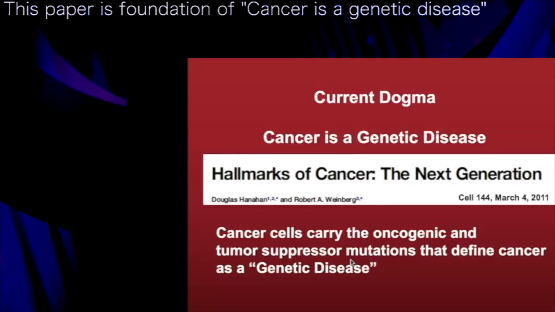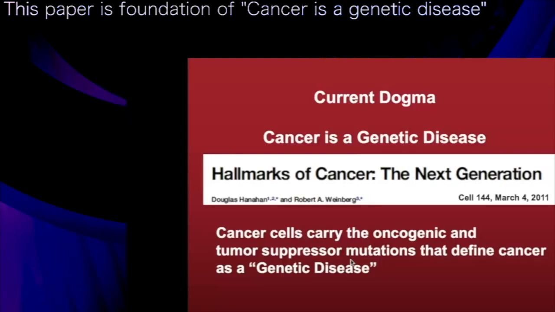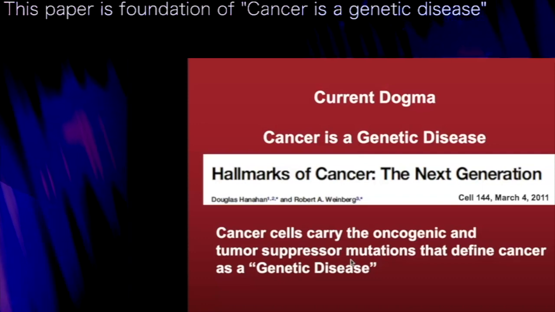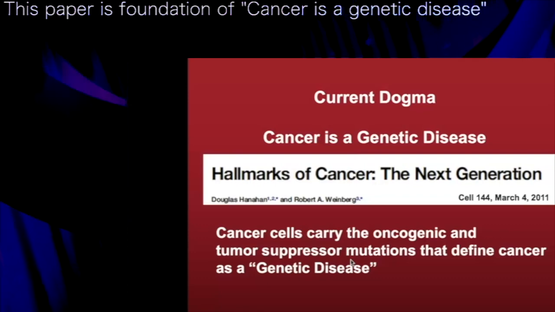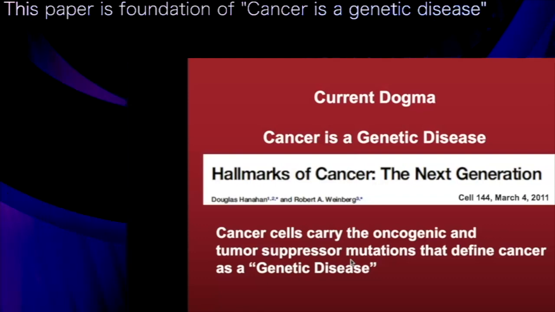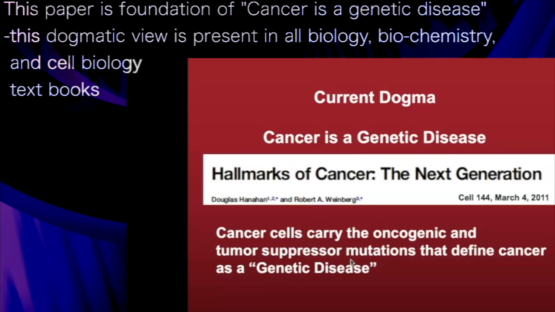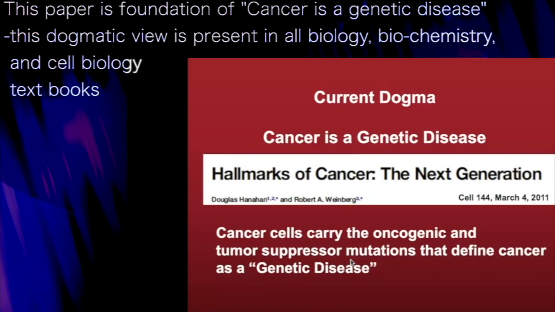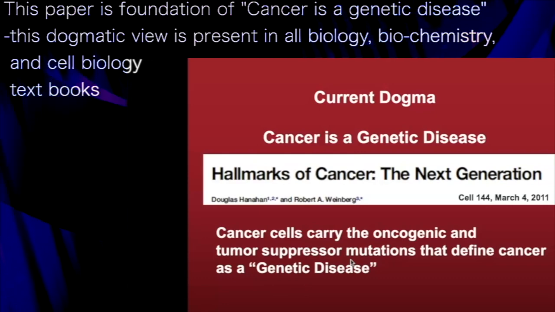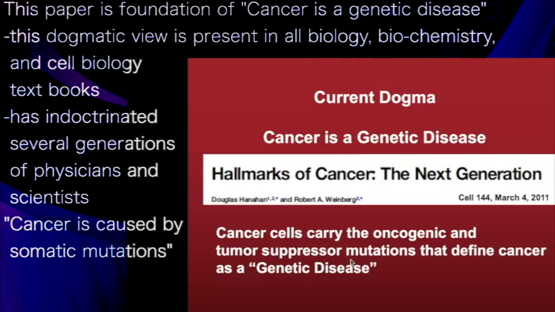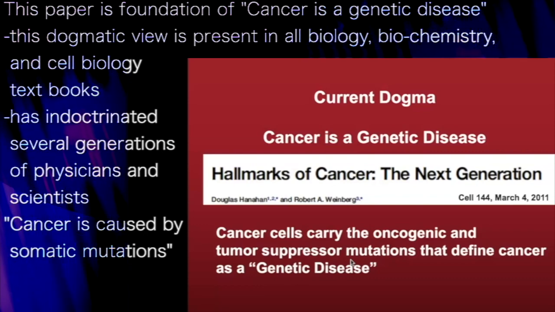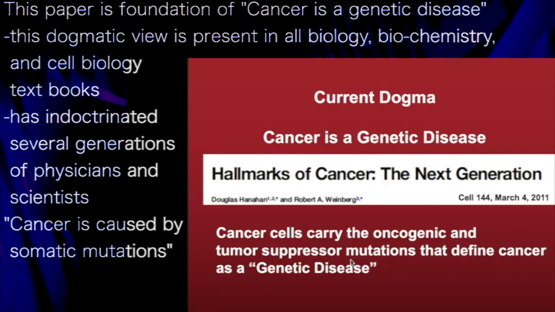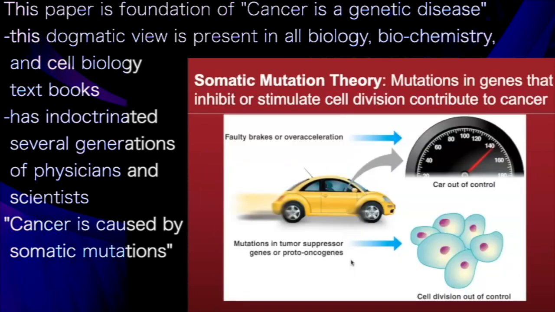This is one of the most highly cited papers in all of the field of biology. The take-home message is that cancer cells carry the oncogenic and tumor suppressor mutations that define cancer as a genetic disease. This dogmatic view of the nature of cancer is present in all major textbooks of biology, biochemistry, and cell biology. So this dogmatic view has indoctrinated several generations of physicians and scientists into the view that cancer is caused by somatic mutations. The somatic mutation theory is the basis for the view that cancer is a genetic disease.